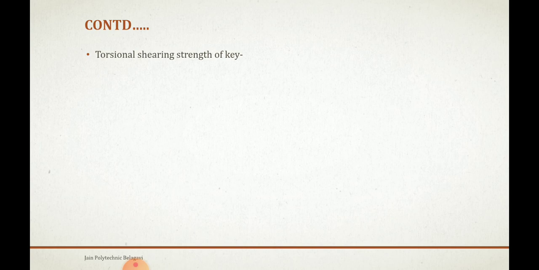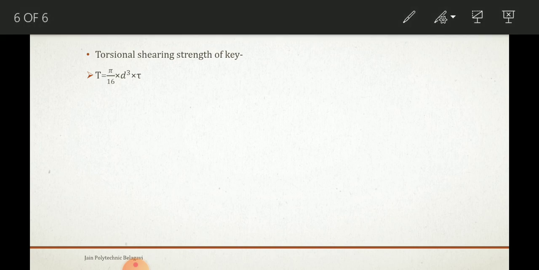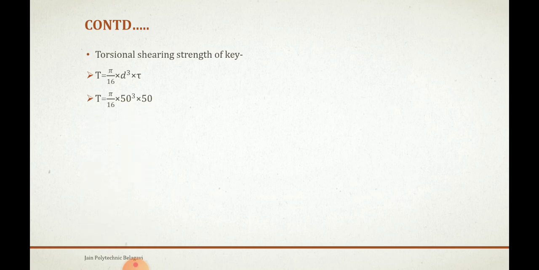Now, we also know that the torsional shear strength of the shaft is given by T equal to pi by 16 d cube into tau. Substitute values: pi by 16, d is 50, and tau is 42 megapascal. On substitution, you will get the value of T as 1.03 into 10 raised to 6 Newton mm.